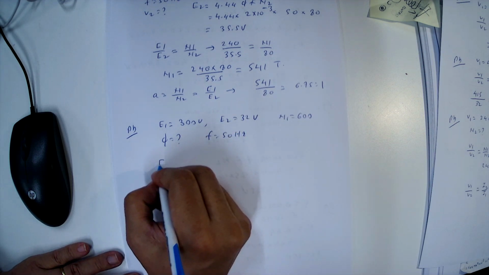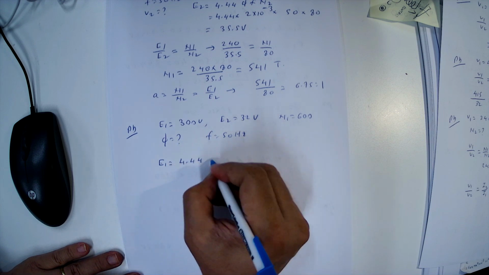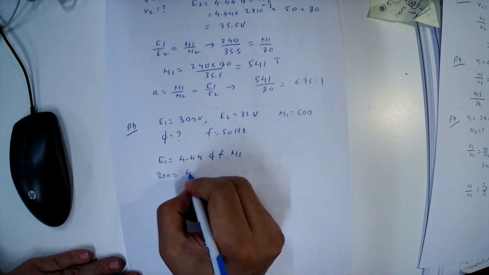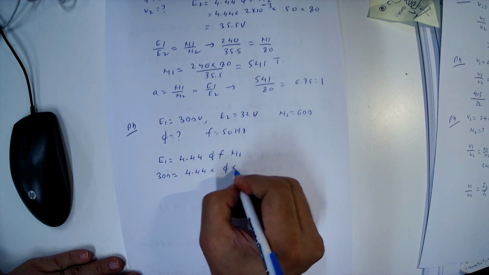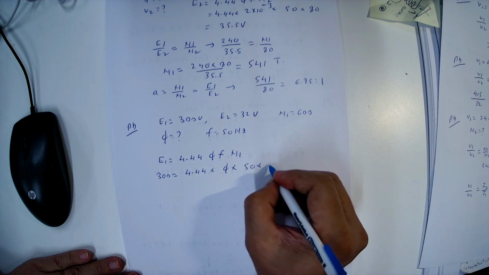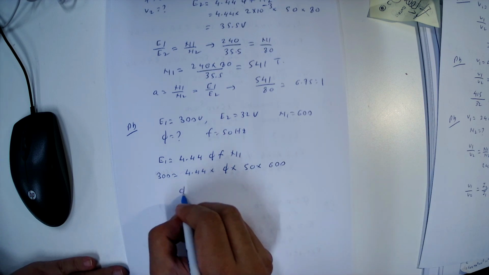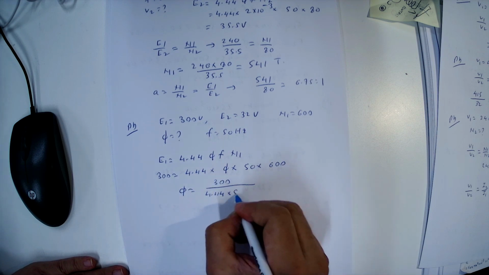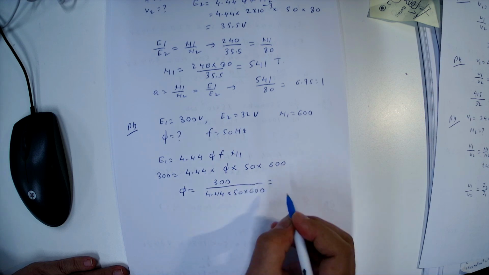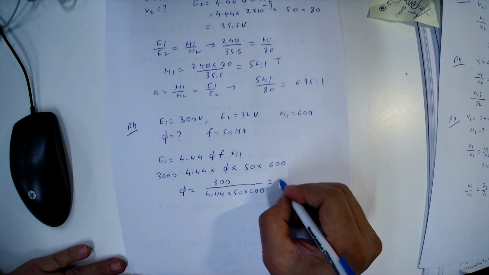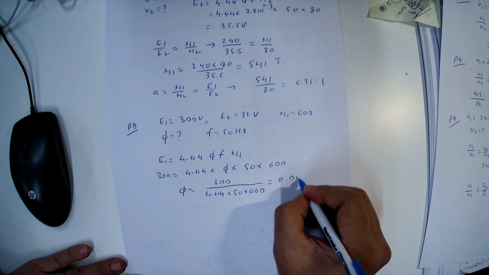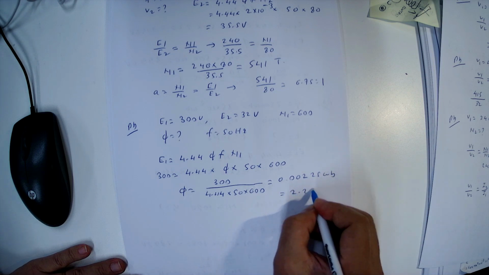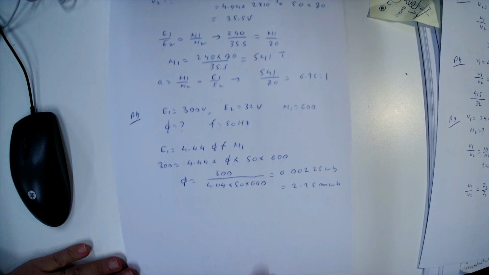We write down the equation: E1 equals 4.44 phi F N1. So E1 is 300, 4.44, flux needs to be calculated, frequency 50, number of turns is 600. Then flux can be calculated as 300 divided by 4.44 × 50 × 600. Therefore, the flux is 0.00225 Weber, or 2.25 milliweber. This is the answer.